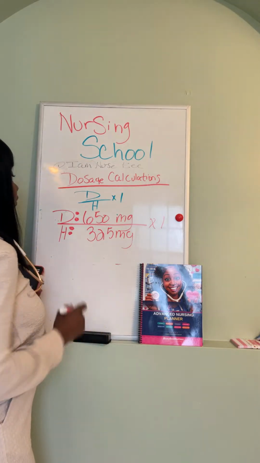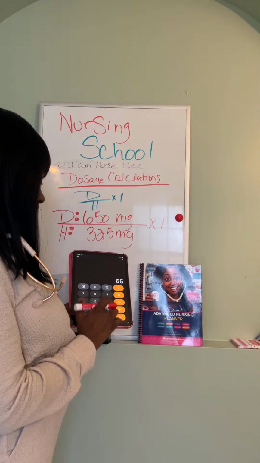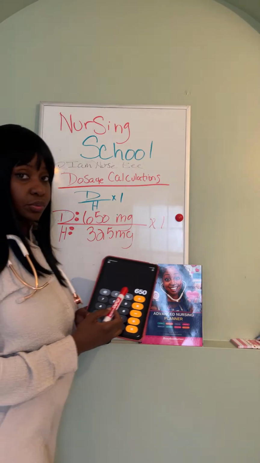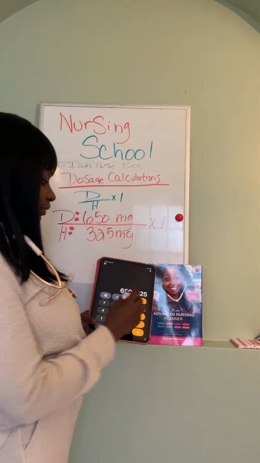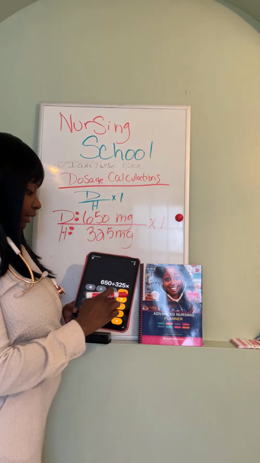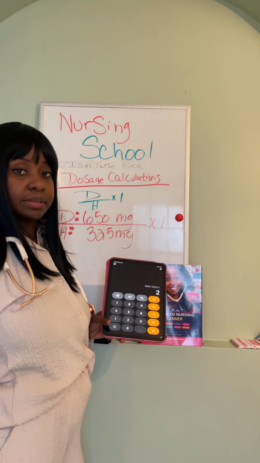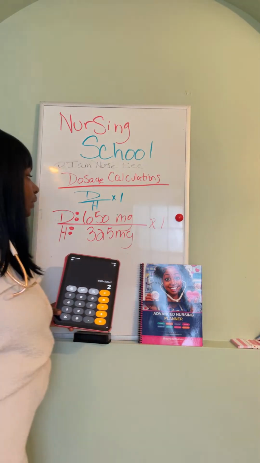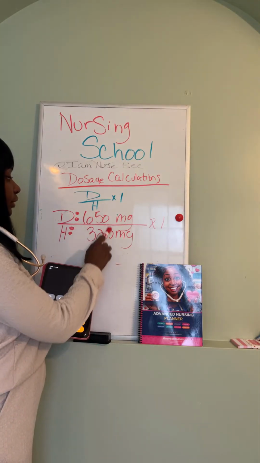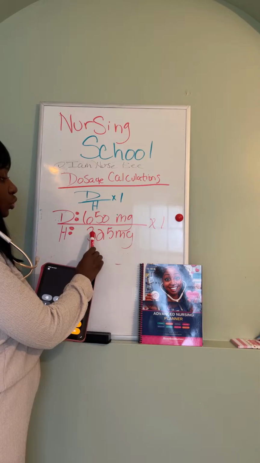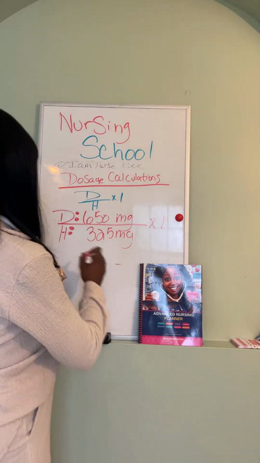Okay, so what you're going to do is 650 milligrams, which is what the doctor wants, divided by 325 milligrams, and times it by 1. That gives you 2 tablets, okay? So in order to fulfill the doctor's desire, the patient needs 2 tablets. 325 plus 325, okay?